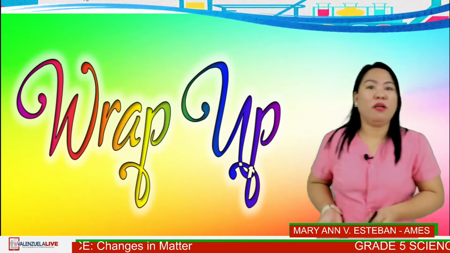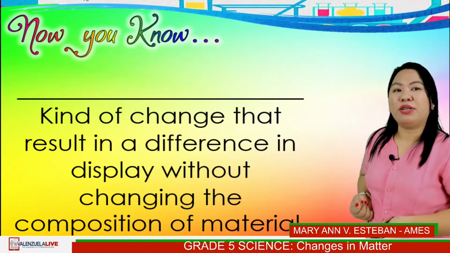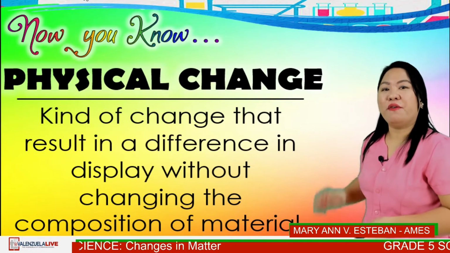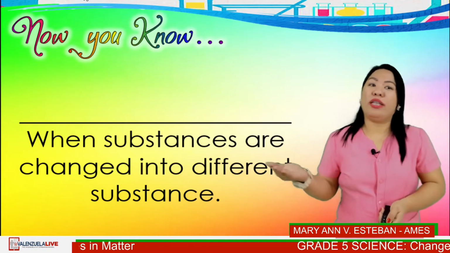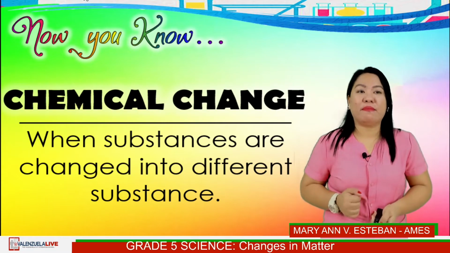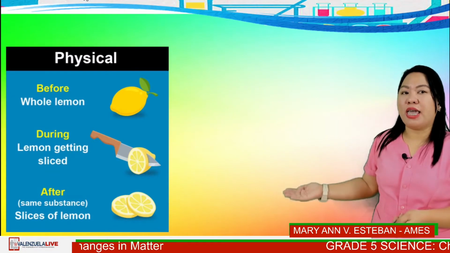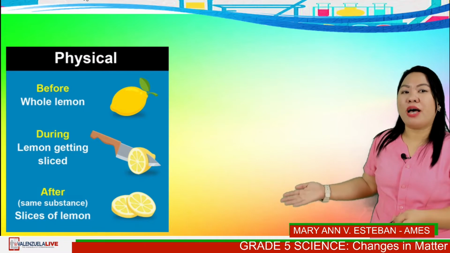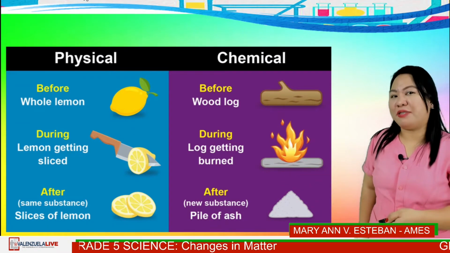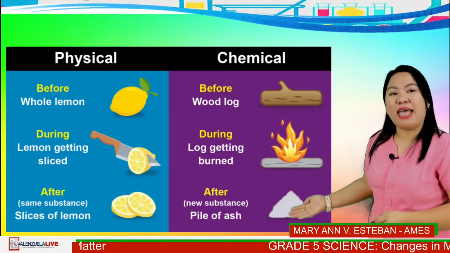Now, let's move on, or let's wrap it up. Now you already know that the kind of change that results in a difference in display without changing the composition of material is physical change. And when a substance or substances are changed into different substances, it is a chemical change. So in physical change, during the process and after, it is still the same substance as before. And in the chemical change, a new substance is formed.